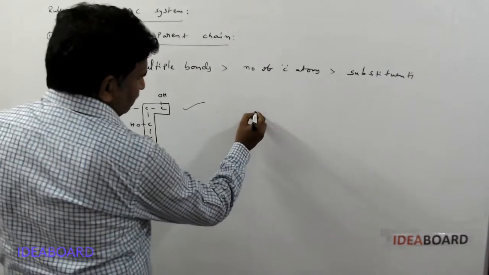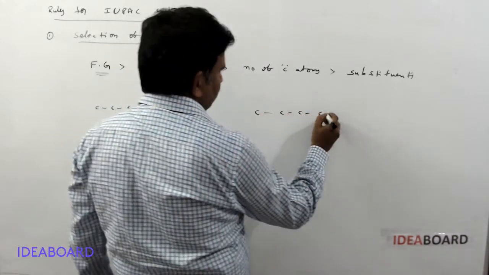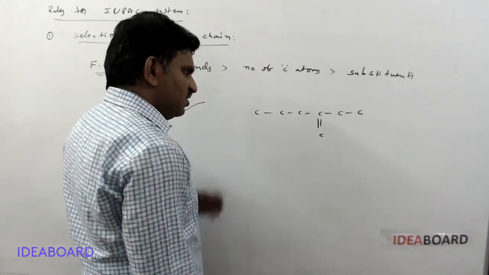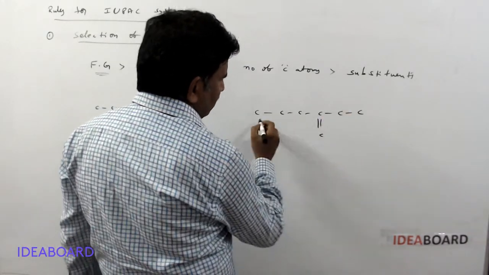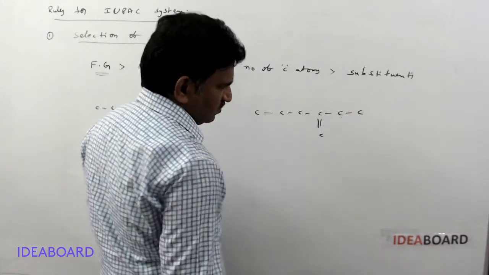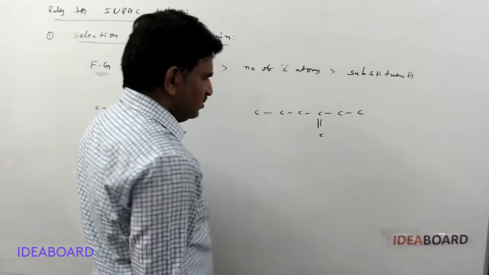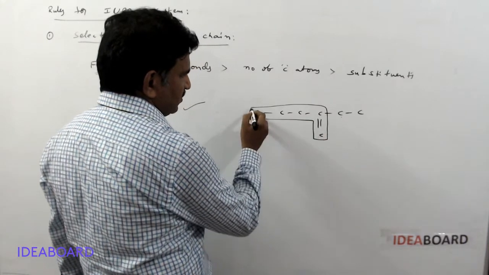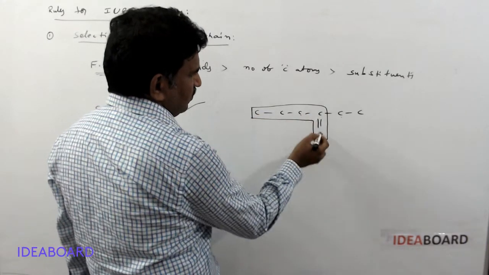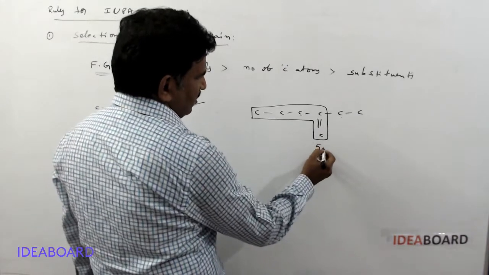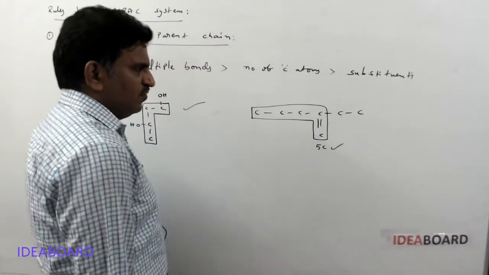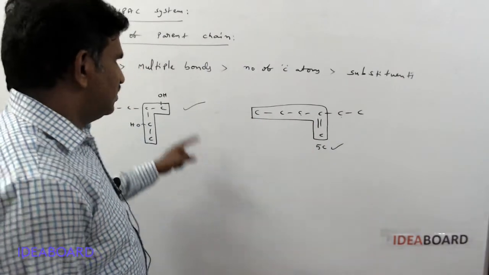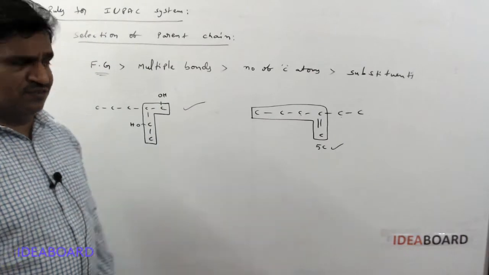And second, suppose there is a chain of 1, 2, 3, 4, 5, 6, and here there is a double bond. If you go straight away 1, 2, 3, 4, 5, 6, you will get a 6 carbon chain. But if you go like this and select this as the parent chain, you will get 1, 2, 3, 4, 5 only. Even though it is a 5 carbon chain, this is the only correct one. Why? Because the double bonded carbon atoms come into the parent chain. So that is the parent chain selection.